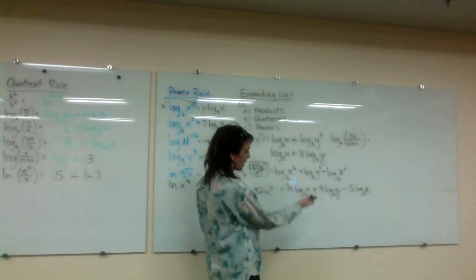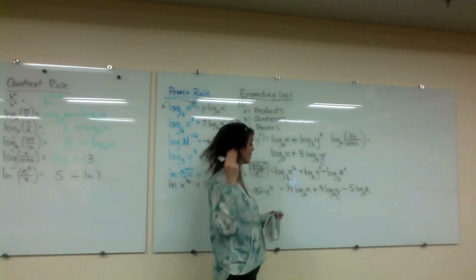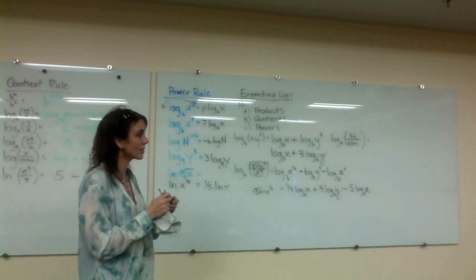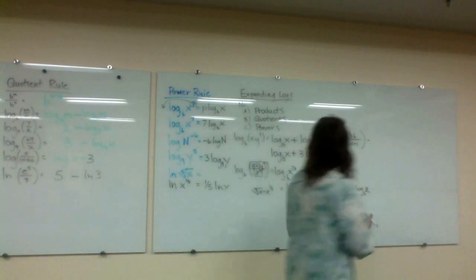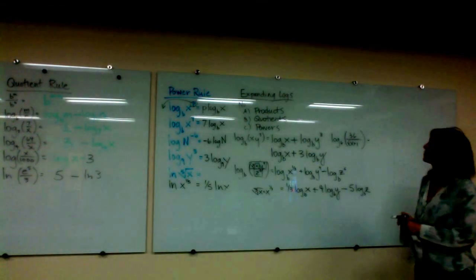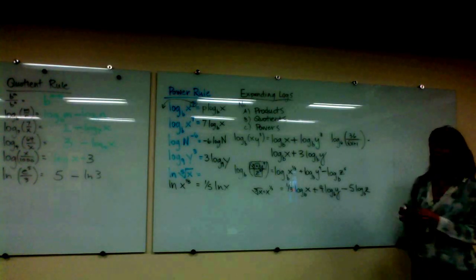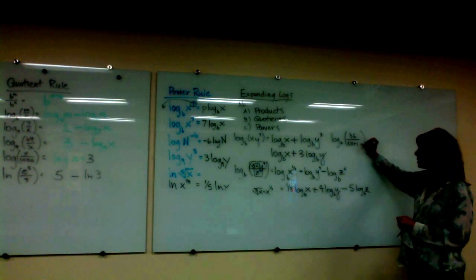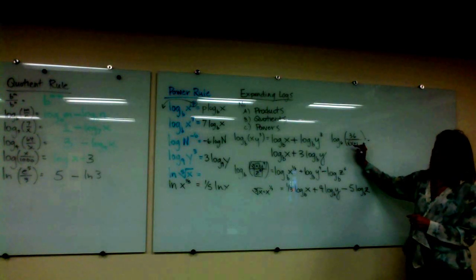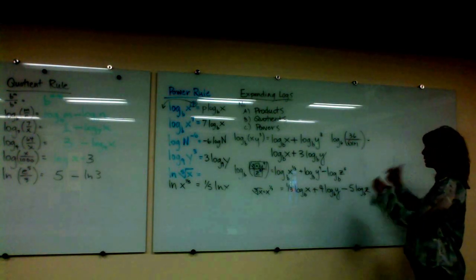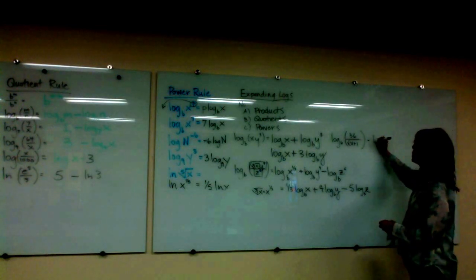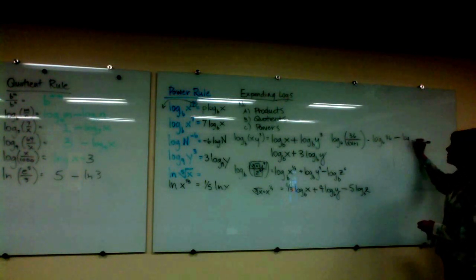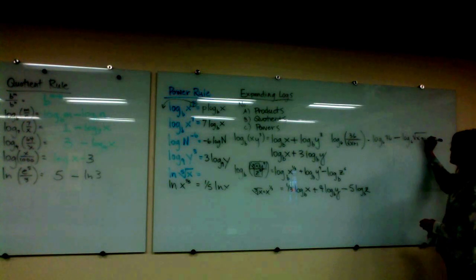Okay, and I'm looking and I see no products, no quotients, no powers, and I'm good. Okay, let's look at this last expansion problem. Log base 6 of 36 divided by the square root of x plus 1. Okay, so do you see products? I don't see products this time, but I do see a quotient, and this radical means that there's a power going on. So let's first break it apart into the two things for the quotient. Log base 6 of 36 minus log base 6 of the square root of x plus 1.